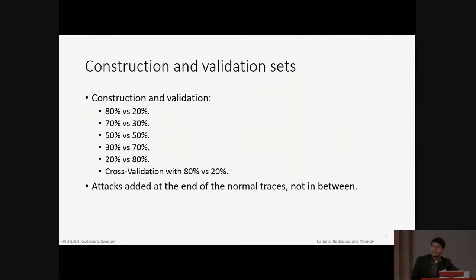For the construction and the validation of the datasets, originally we made an 80-20 division, the 80 for training and the 20 for validation. But we also wanted to check how much data we needed before the performance took a hit, so we divided the datasets in 70-30 and 50-50. In order to have statistical validation, we used a cross-validation of 5 folds with 80-20. The attacks are added at the end. They are not mixed in between. So that is something we have to take into account.